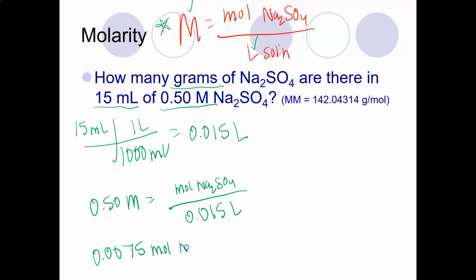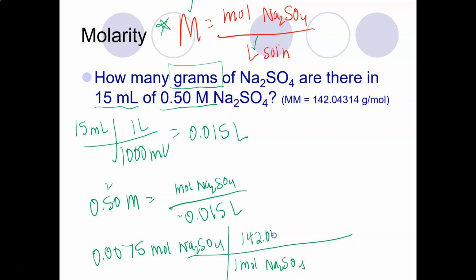Now I want to double check sig figs here. 2 sig figs, 2 sig figs, so that is 2 sig figs. So 0.0075 moles of sodium sulfate. Is that my answer? Well, no, because I need grams. So we need to think of a way to convert moles to grams. Well, we were given the molar mass of Na2SO4, and that was not an accident. So we're going to use that.